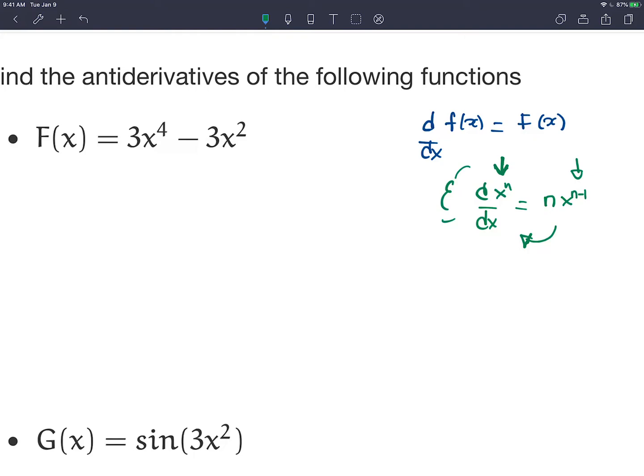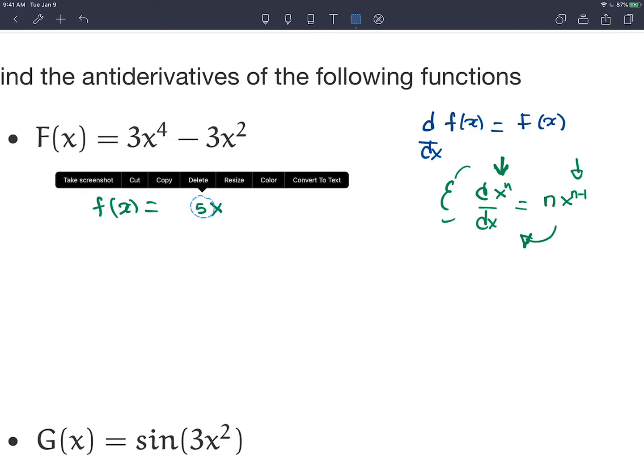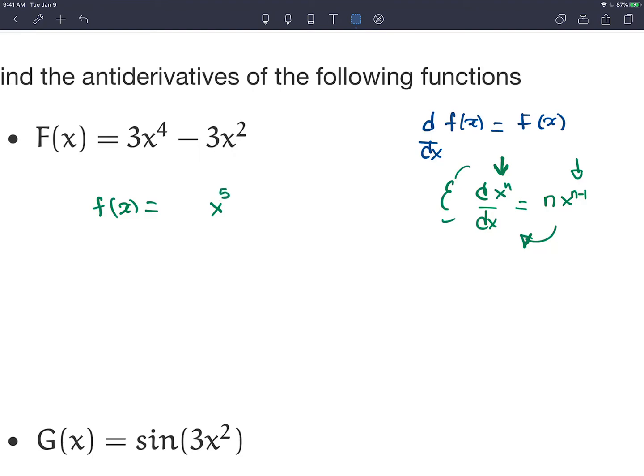So that means that my little f that I want to find has to have an x to the 5th power, because that way, when I take the derivative of this, the 5 would come down and I'll have x to the 4, correct? So that's what I'm going to have. Now, I'm not going to have the 5, right? It's not there.